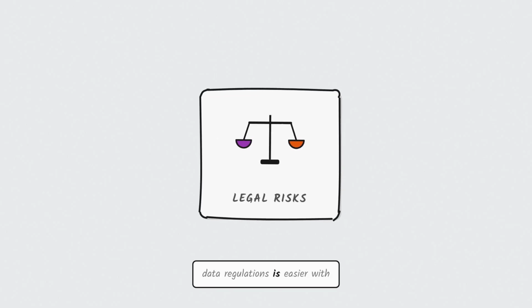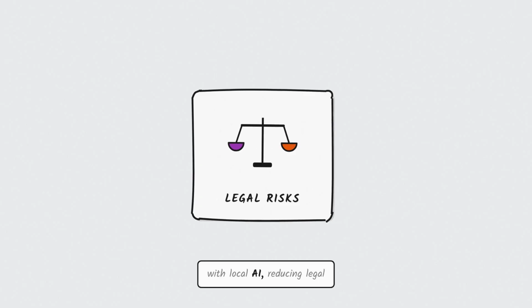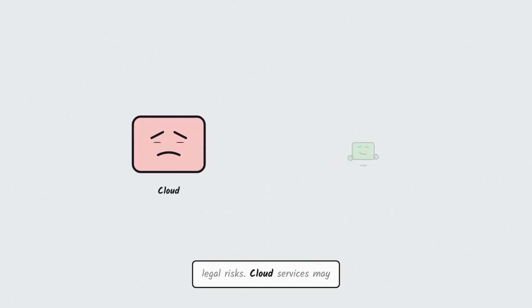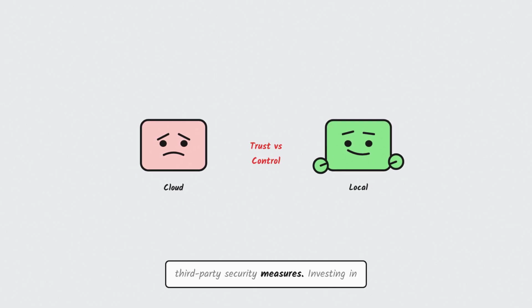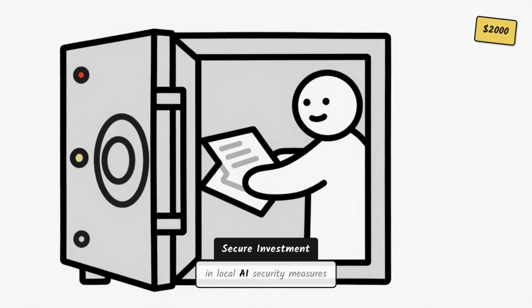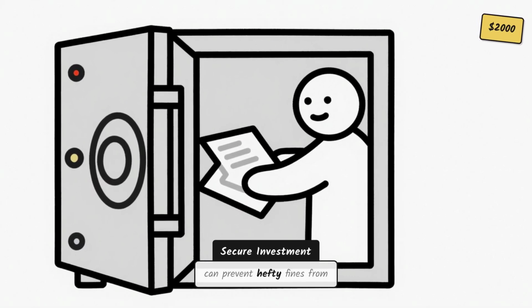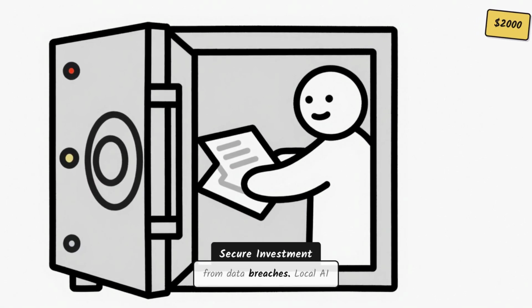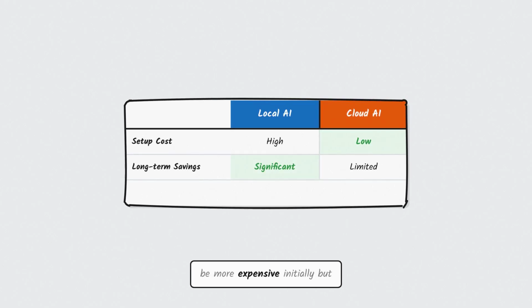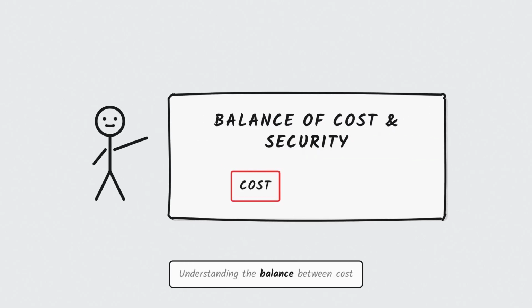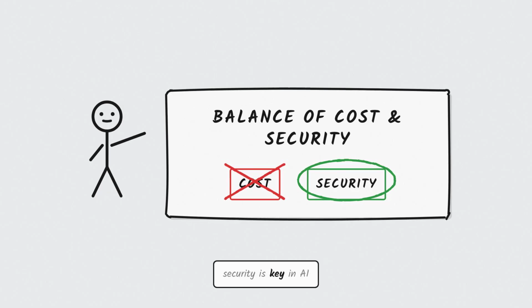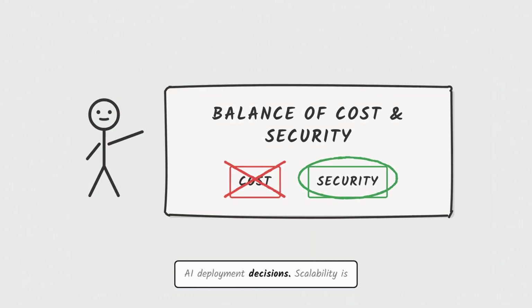Compliance with data regulations is easier with local AI, reducing legal risks. Cloud services may offer flexibility, but require trust in third-party security measures. Investing in local AI security measures can prevent hefty fines from data breaches. Local AI setups can be more expensive initially, but save costs in the long run. Understanding the balance between cost and security is key in AI deployment decisions.